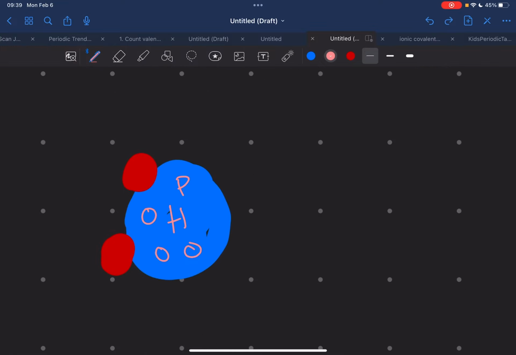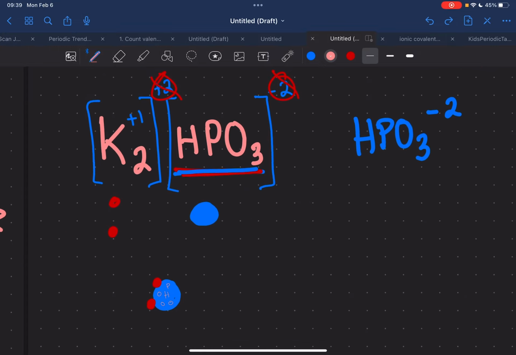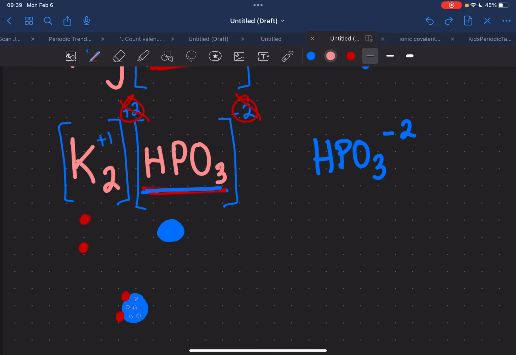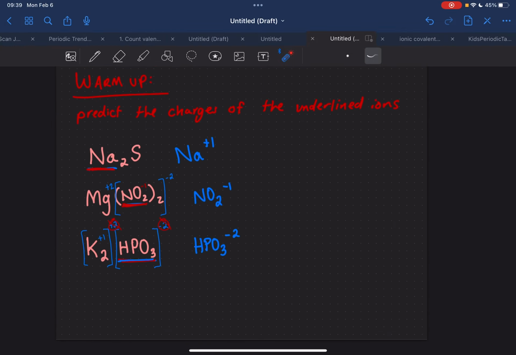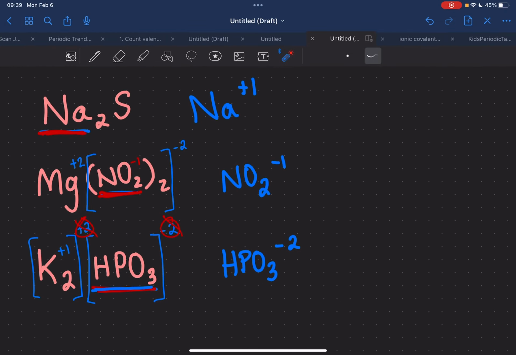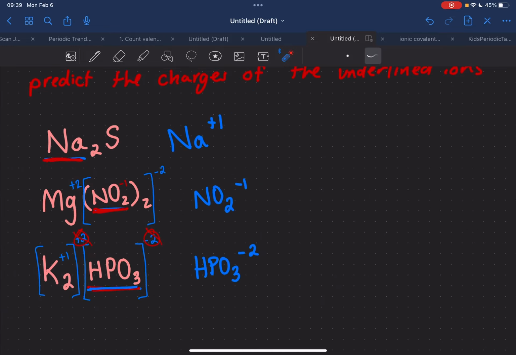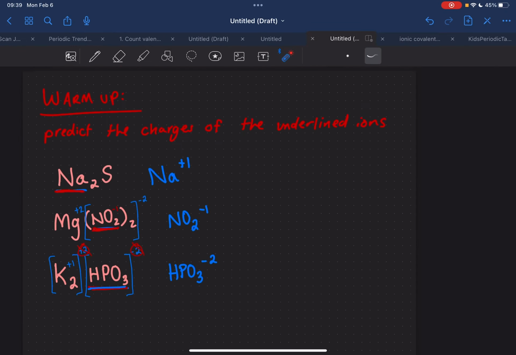Sorry, that really should have been only 3 O's. Sorry about that. There we go. So if you were confused about that 3, that's what's going on there. That 3 is part of the polyatomic ion. And you'll get better at recognizing those polyatomic ions when you see them.